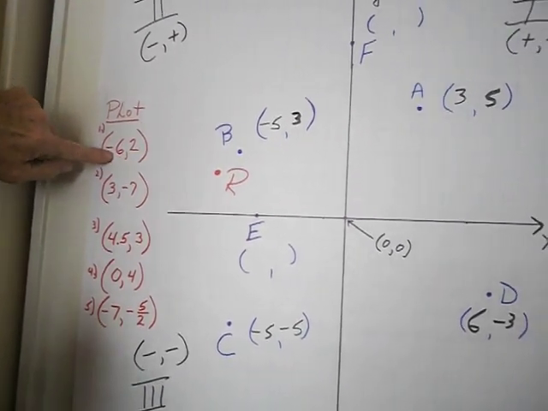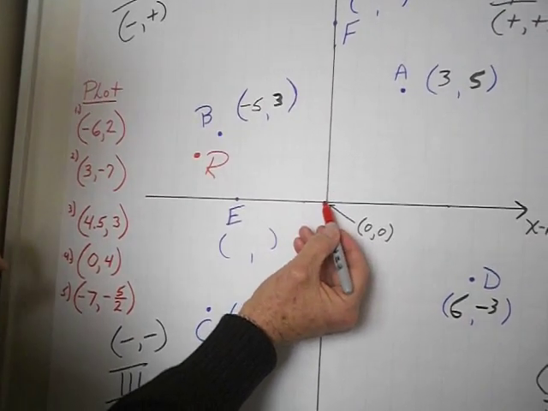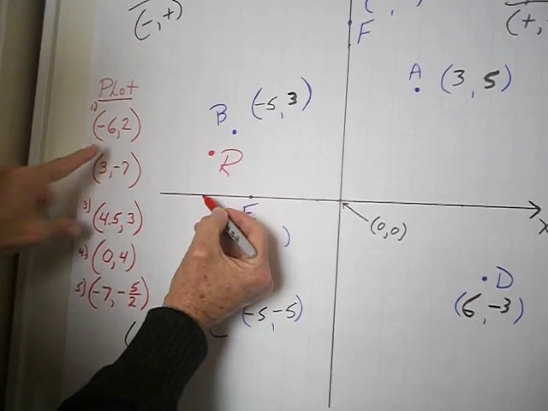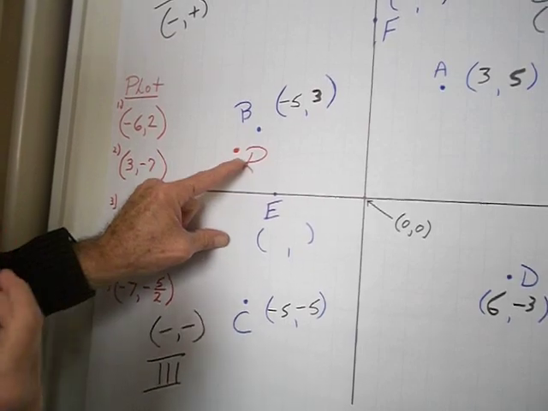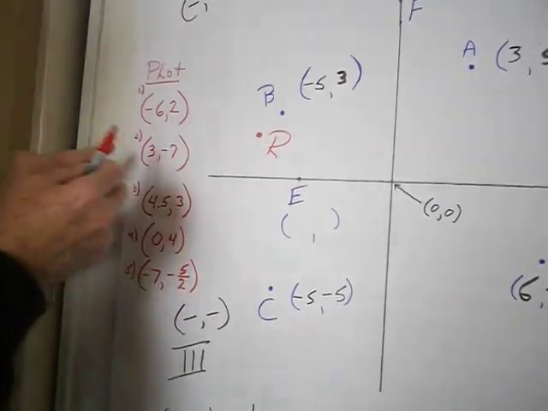Plotting negative 6, 2. We begin at the origin, and x's value is negative 6, so we're moving to the left 6 units, negative 6, and the y value is positive 2, so we went up, and I just went ahead and labeled it point R. I know it didn't say R here, but I just gave it a letter.